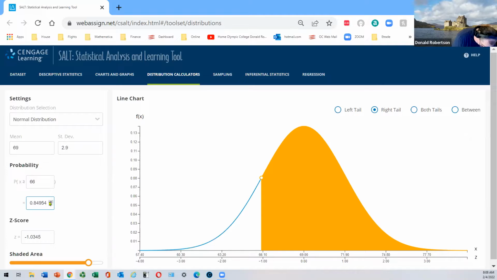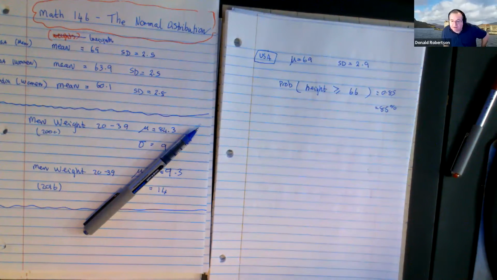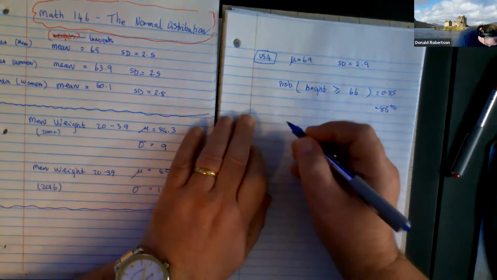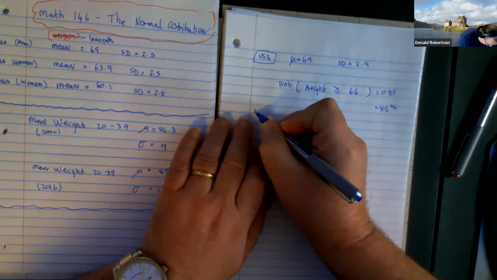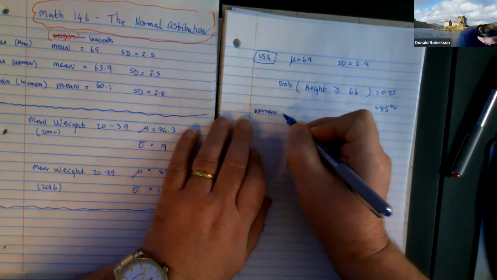So that doesn't make me feel very tall, but I'm not particularly tall. 85% of Americans are taller than me. So you can put in your height and you can find out what percentage of Americans are taller than you. Now, if the women want to do it, I've got the data for them.